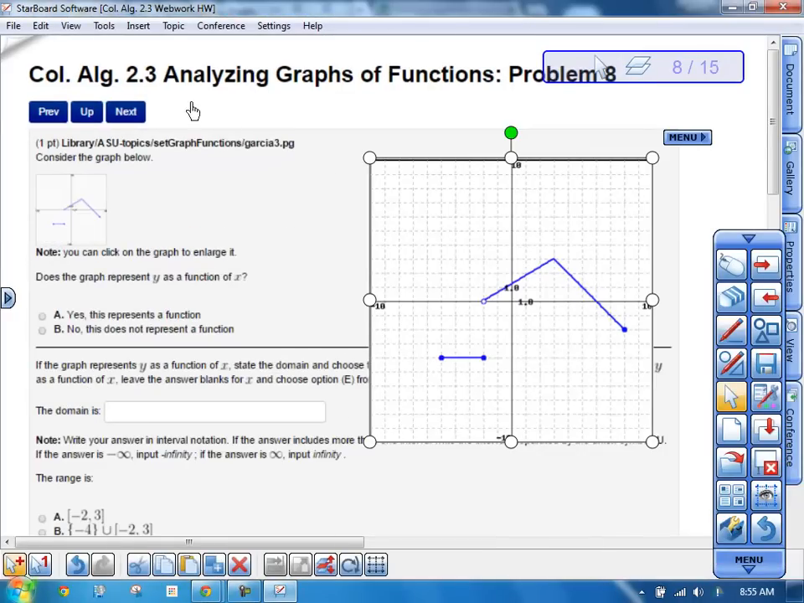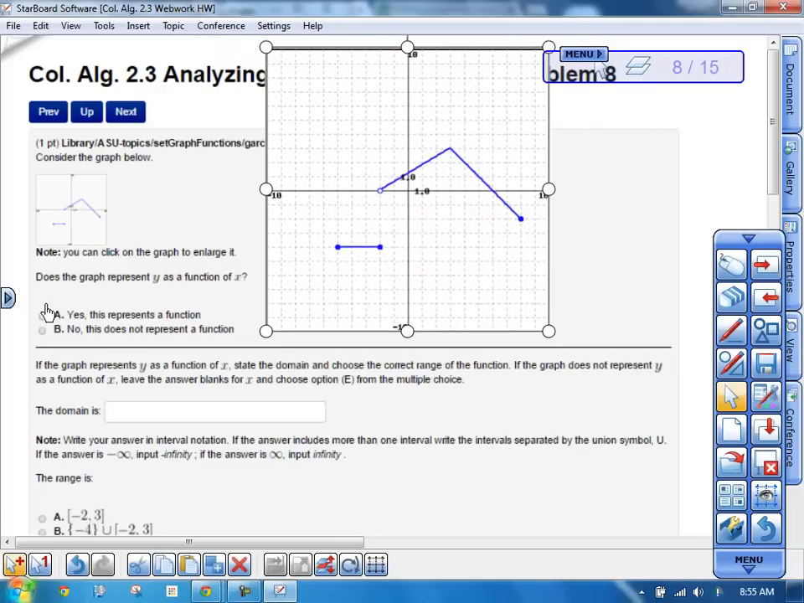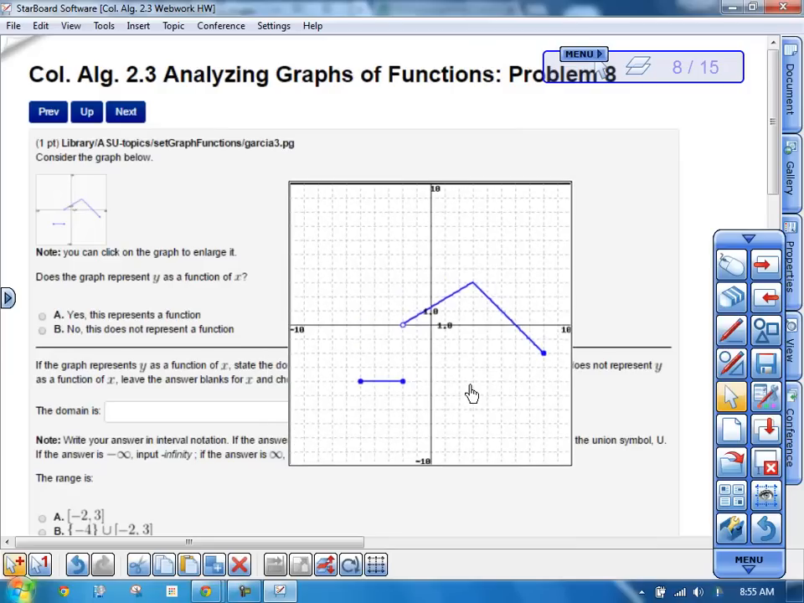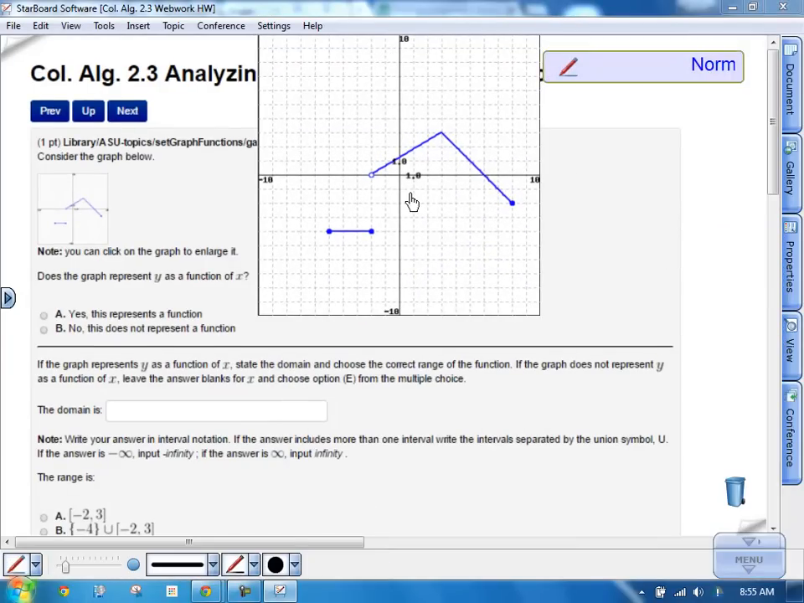Okay, here's the next problem, problem 8. It gives us this graph right here, which I've made a little bigger for us. And it first asks, does this graph represent y as a function of x? So we need to answer that question. Let's just check the vertical line test for that.